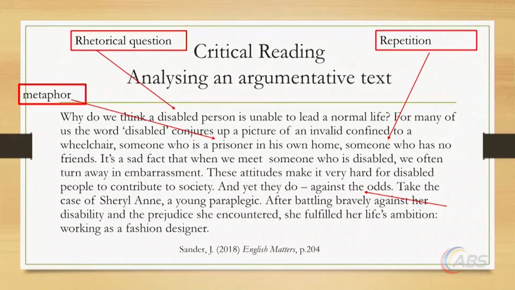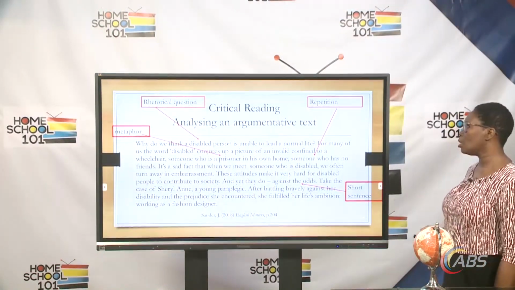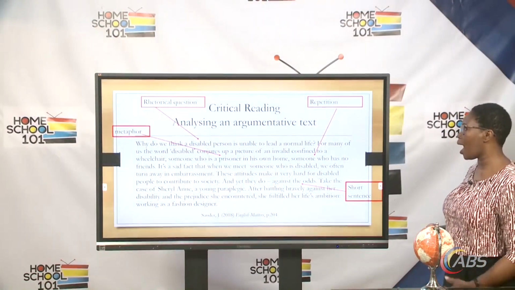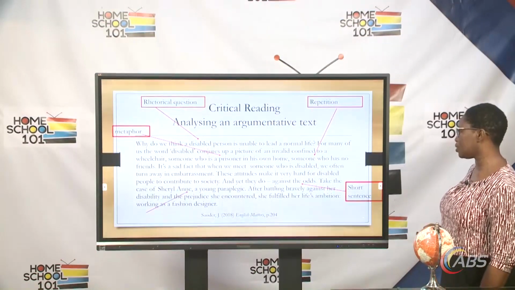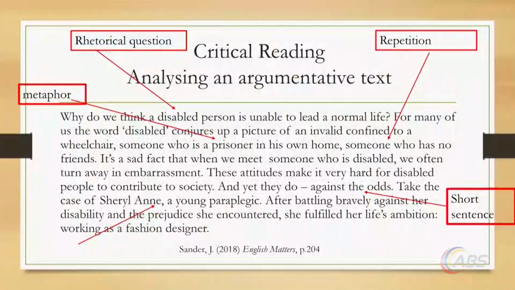Again, and yet they do, against the odds. This is an example of a short sentence. And all of these things are used to make this passage more emphatic, or to advance the writer's position. You have an example of an individual's story, and that is an example of anecdote. Okay? There's one other example here.